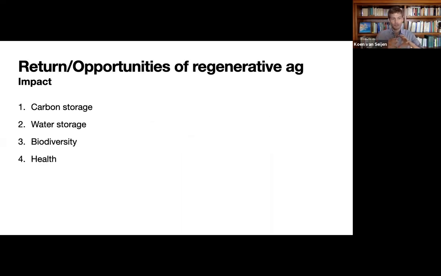So just to keep it very simple, we're going to look at 4 pieces: carbon storage, water storage, biodiversity, and health. And these come from the paper, The Investment Case for Ecological Farming by Paul McMahon. And just to give you a taste of what is possible in this space.